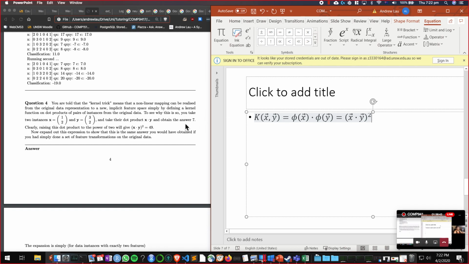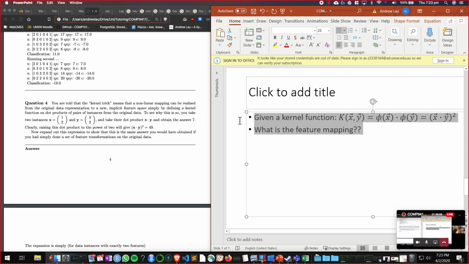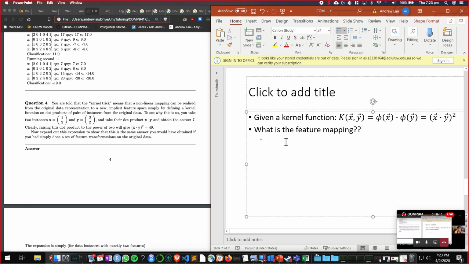There we go, cool. So this question is, they're basically given a kernel function, right? What is the feature mapping? I think they should have written the question differently, because it's a little confusing. It doesn't really explain what it is, but effectively you've got to back solve. There's some feature mapping, and we don't even know what it is.